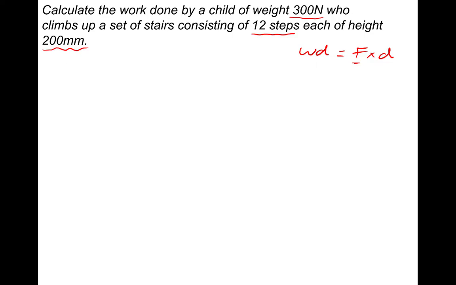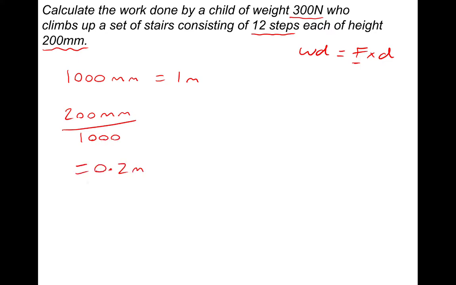So in terms of millimeters, remember there's 1,000 millimeters in a meter. So to go from millimeters into meters, we need to divide by 1,000. So 200 millimeters divided by 1,000 gives us 0.2 meters per step. Then we've got 12 steps, so we need to do the 0.2 multiplied by 12 steps. So that gives us 2.4 meters.